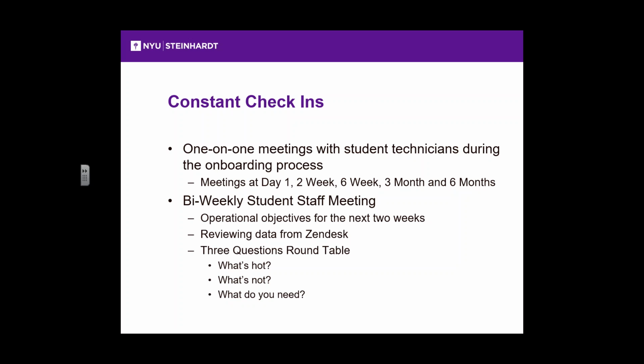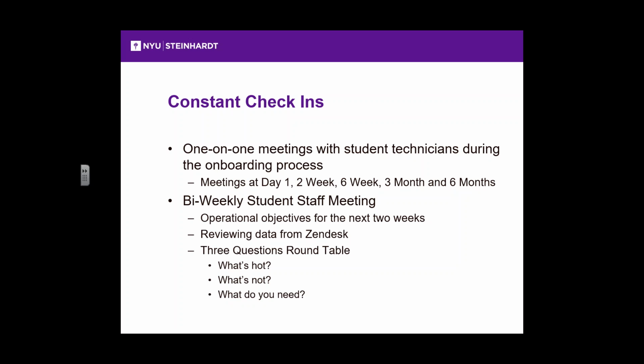So from a very young age in their tenure here, the student technicians are trained to give feedback, get feedback, and be able to talk and collaborate with their peers in a way that goes beyond go here, do this, or go here, do that.